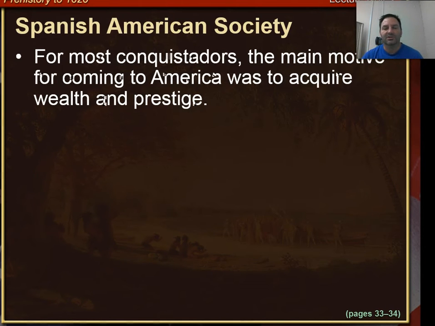Okay, so the Spanish expand into Mexico. They conquer the Aztecs, they conquer the Inca in South America. And so they set up a society, Spanish-American society. Most conquistadors' main motive for coming to America was to acquire wealth and prestige.